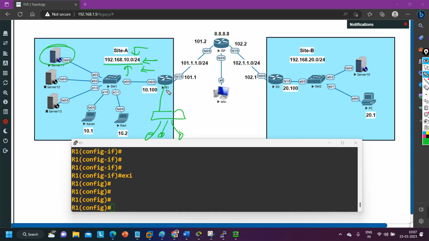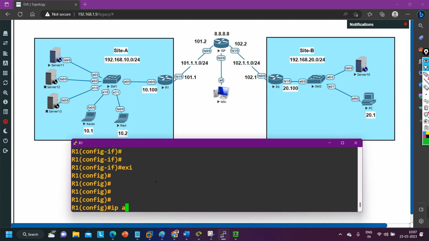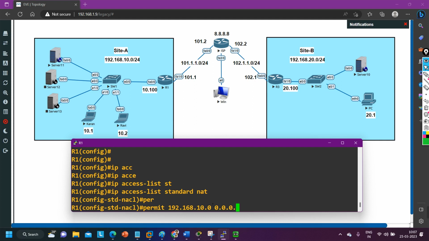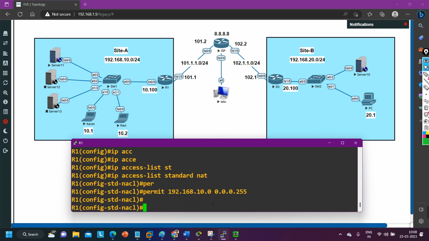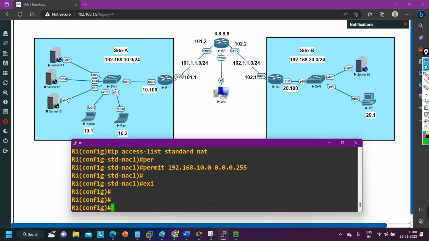So you will configure one ACL, and through that ACL you can match both networks. Okay, so let me configure one access control list over here first. IP access-list standard, and let's say NAT. This is the name of my access list. Here I am going to say permit 192.168.10.0, with its wildcard mask. Hit enter. So I have created one access control list.